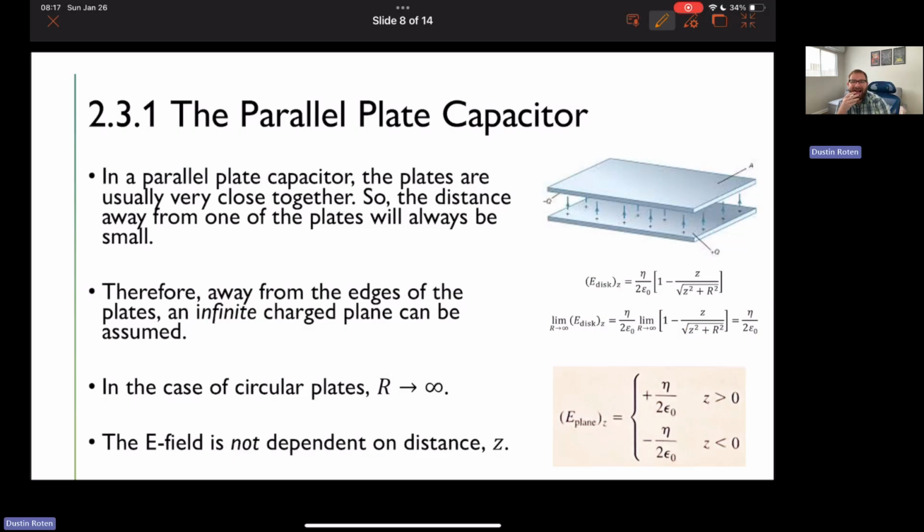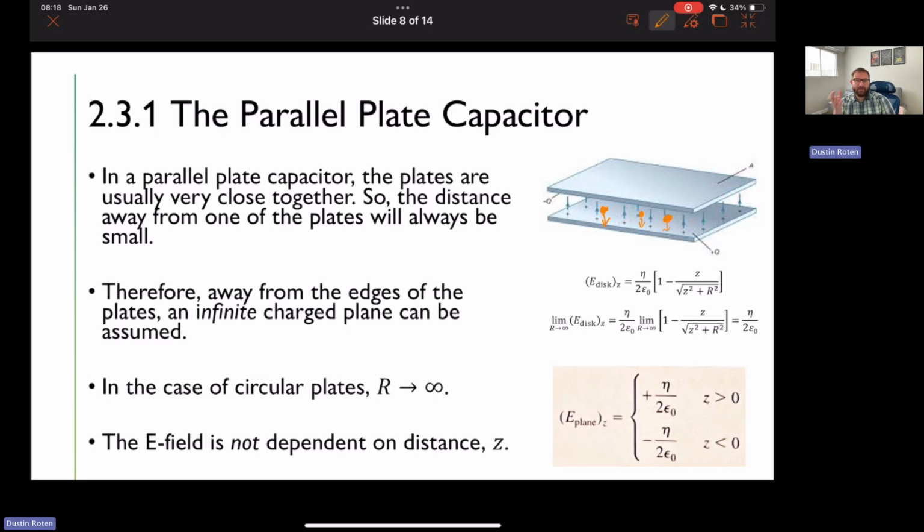All right. So usually in a parallel plate capacitor, the plates are very close together. We're talking like super close, okay? So when they're close together, the distance away from one plate will always be small. So if you're thinking of some particle in here, in this picture, your distance from the plate is always going to be a little tiny distance away.